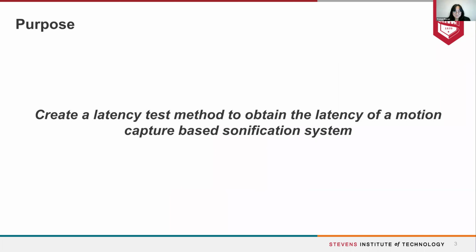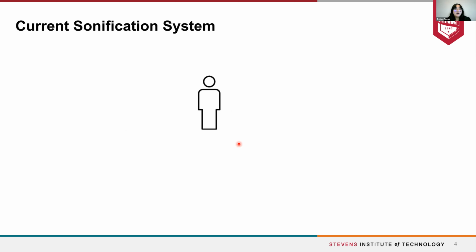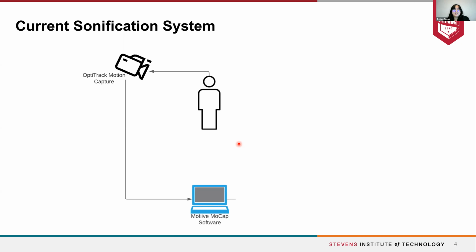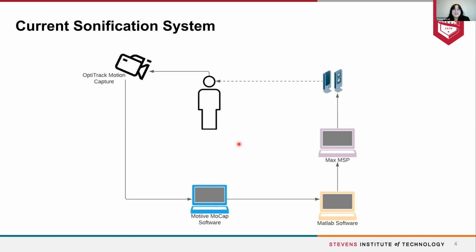The purpose of this research was to create a latency test method to obtain the latency of a motion capture-based sonification system, in order to determine if the latency was timely enough in reporting to the user. Our current sonification system is as follows. The user is captured using the OptiTrack motion capture system, which then sends the data to the Motive motion capture software. Then that data is sent to MATLAB for computing and analysis. Then the data is sent to MaxMSP for parameterization, which is then sent to the user as audio.